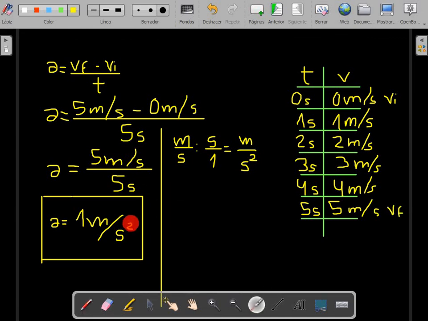So remember, this square here means that the velocity will increase for every second that happens. And of course, if we have a negative acceleration, a deceleration, the velocity will decrease for every second that goes on. So well, that's all for this video.